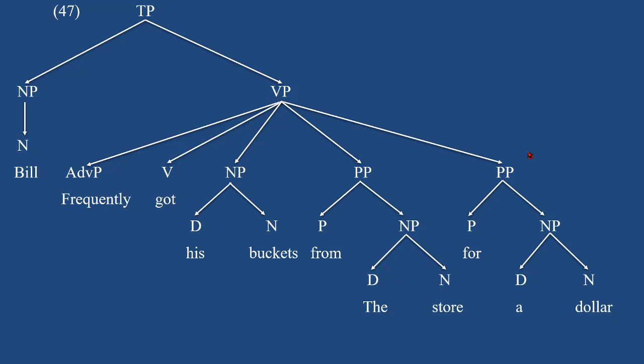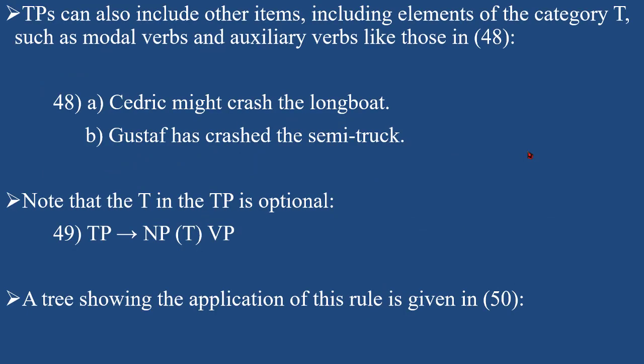Bill frequently got his buckets from the store for a dollar. See, so we have the VP that we have seen: frequently got his buckets from the store for a dollar. That's the VP. And this VP, if we give it a subject, which is an NP, Bill, then we form a sentence. Okay, we form a TP, tense phrase.